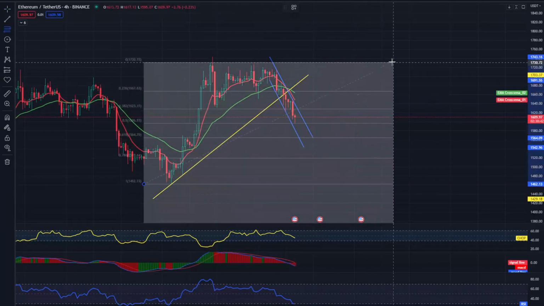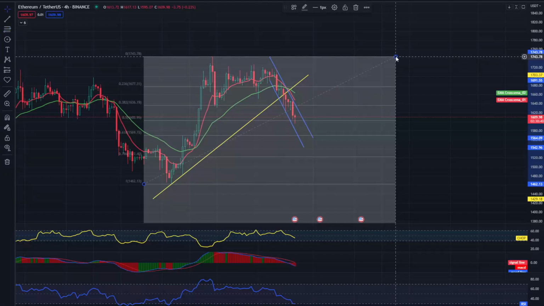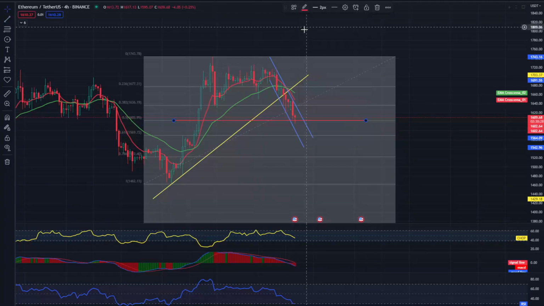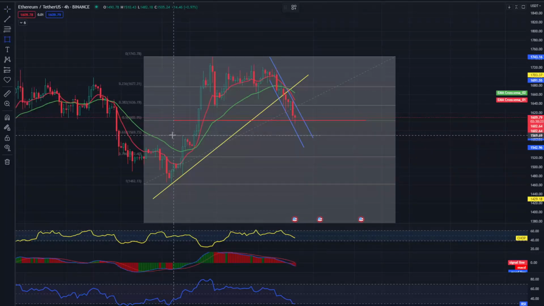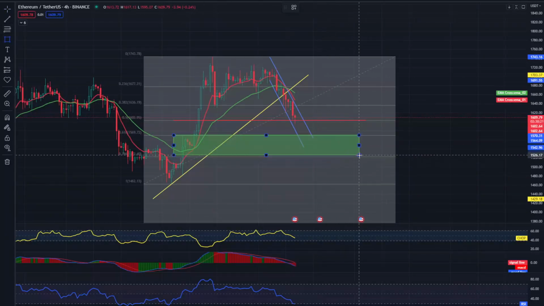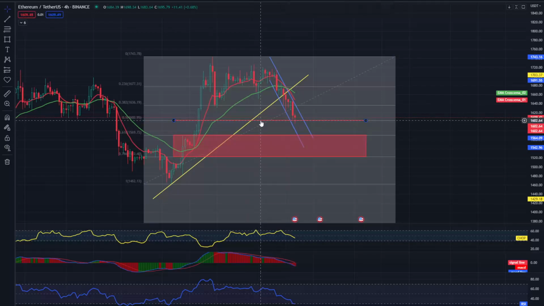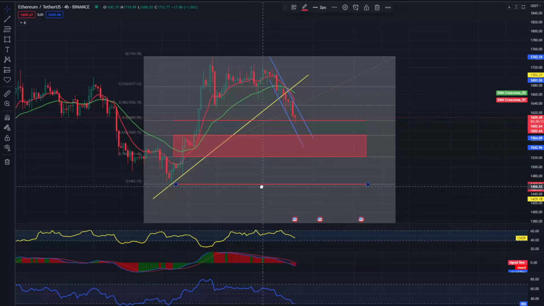Now let's move on to marking the places of support. We will use the fib retracement tool to mark the support. And as you can see, we have the first support at $1,603. Then we can mark the strong support zone from $1,570 to $1,522. When the price goes lower, we have the third support at $1,462.